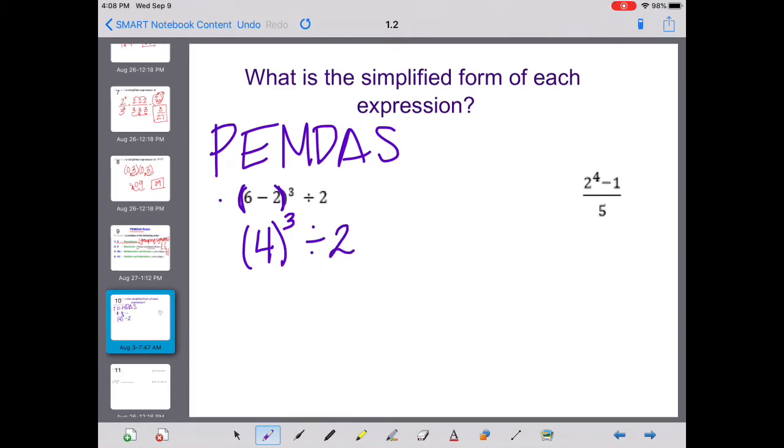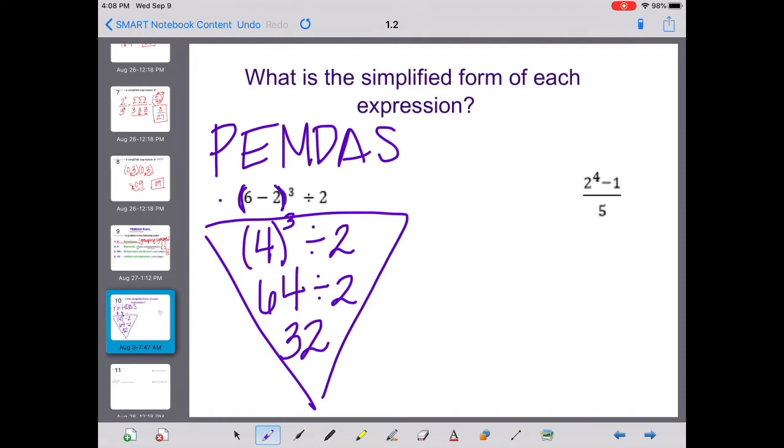After parentheses would be exponents, which is our 4 to the third power. And 4 times 4 times 4 is 64. And then I'm left with 64 divided by 2, which is 32. For these problems, you need to show every step of your work, and it should kind of end up looking like an upside-down triangle or a piece of pizza.